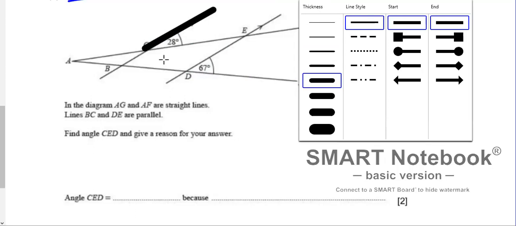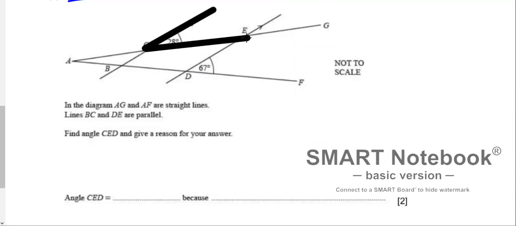So in that case, we are going to look for something like alternate interior angles. See that? This line is parallel to that line. So in that case, this angle here, which is 28, will be equal to that angle there, which will also be 28 degrees.